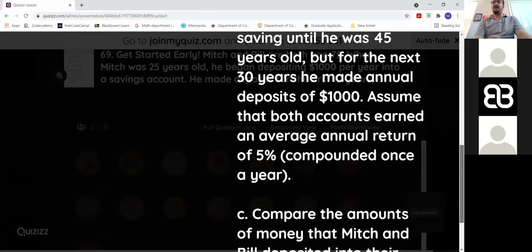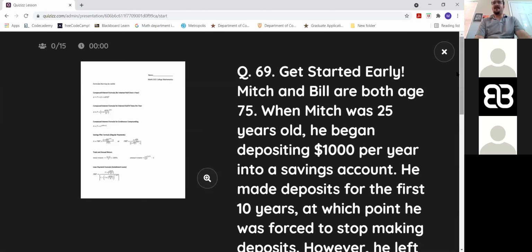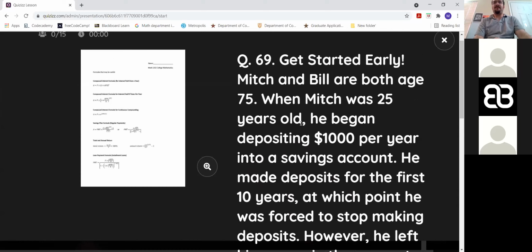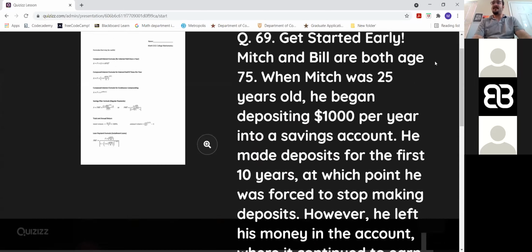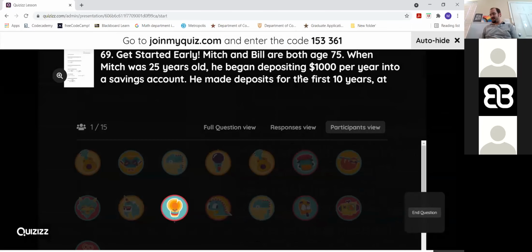Okay, so now what do they want? Compare the amounts of money that Mitch and Bill deposited in their accounts. So Mitch went for 10 years, depositing $1,000. If I go for 10 years and deposit $1,000 each year, how much total money have I deposited? Don't rack your brain too much. I'm doing 10 payments of $1,000. If I do 10 payments of $1,000, how much have I paid?